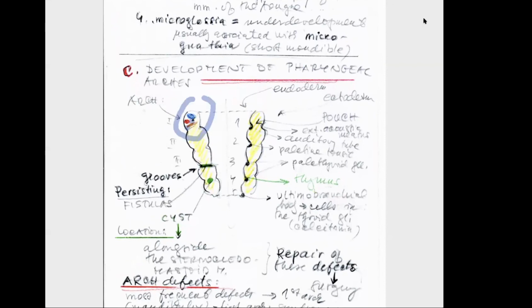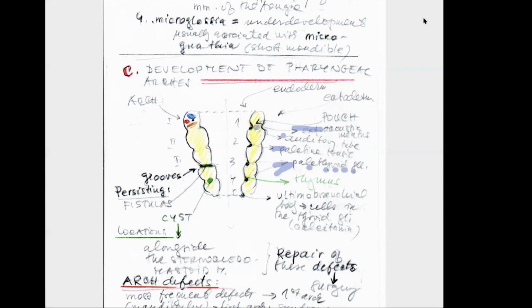The complex is seen here, and the arches contain depressions on the internal side. We call them pouches, and the pouches represent the material which gives rise to the following organs. The first one is the external acoustic meatus and auditory tube. Then the next one is the palatine tonsil. Then the third and fourth pouch give rise to the parathyroid glands.